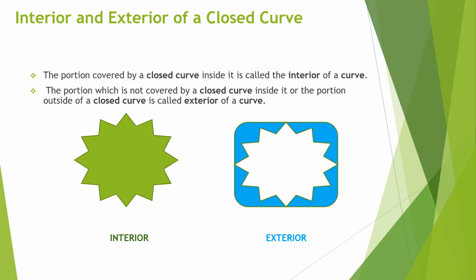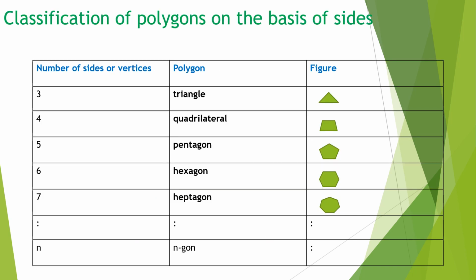Next is interior and exterior of a closed curve. The portion which is covered by a closed curve inside is called the interior of the curve, and the portion which is not covered by the closed curve inside, or the portion which is outside the closed curve, is called the exterior of a curve. Next we have classification of polygons on the basis of sides.